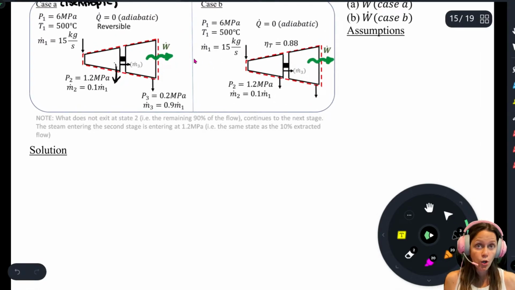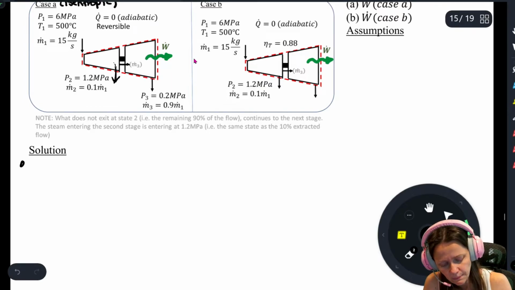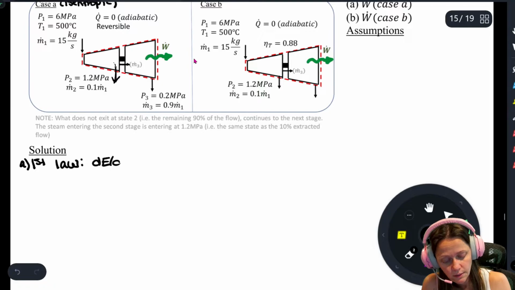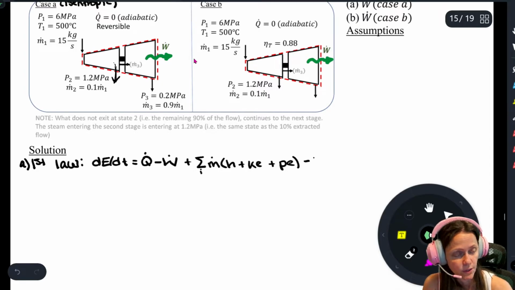Okay, so perfect. All right, so we want to know the power output for each of these cases. So I'm going to go ahead and apply my first law. I'm going to look at case A. So my first law, I'll write out the whole thing, because typically, when we've had turbines in the past, it's been one stage, but it's not that bad. So we have H, I'm going to ignore the kinetic and potential energy changes, so I'll leave those as it is.